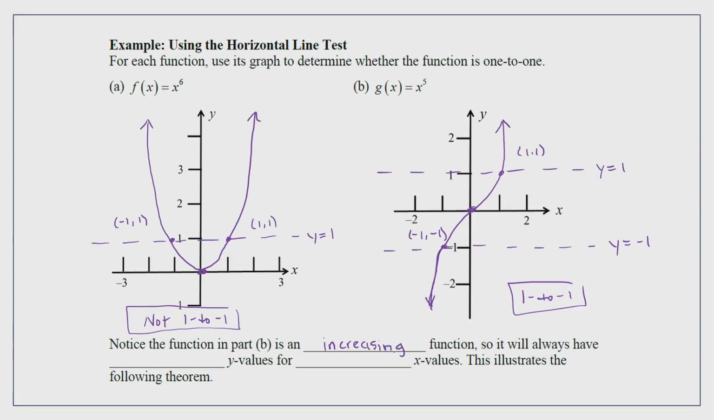So it will always have different y values for unequal x values. So it's increasing, reading left to right. So if we start here at the bottom, reading left to right, we see our graph is increasing. Therefore, we're going to have different y values for unequal x values.